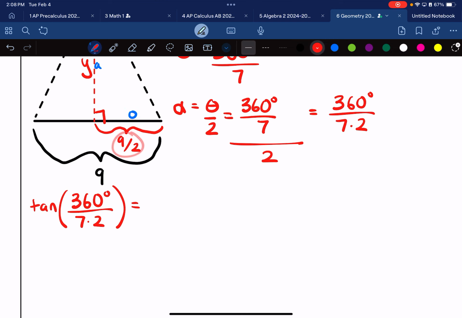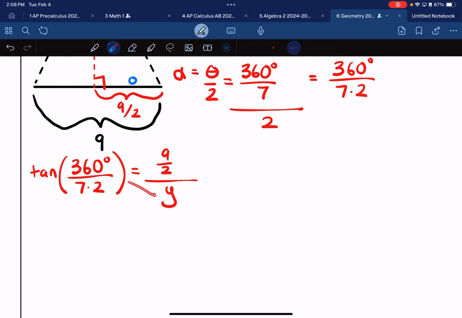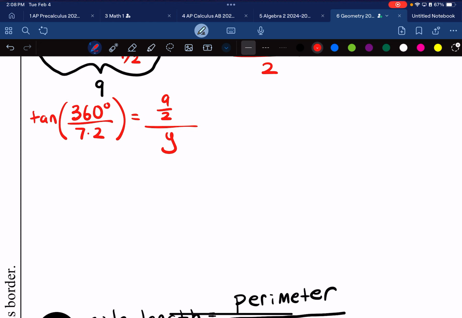The opposite is 9 over 2, and my adjacent is y. Again, I could use that trick where I put y down here, but I'm trying to solve for y. Y needs to be by itself. I'm going to use the trick from earlier in this unit where we switch these two diagonals. Again, technically this tangent is up in the top and it's divided by 1. I have my two fractions where I can switch these two diagonals, and my new equation becomes y is equal to 9 halves, all of this divided by tangent of 360 degrees divided by 7 times 2.